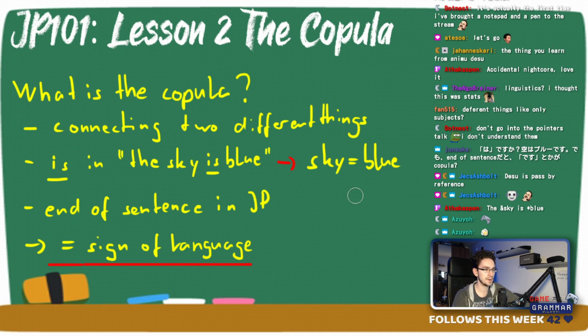Let me make the size of my eraser a bit bigger. Alright, so in this English sentence, "the sky is blue," "is" is filling the role of a copula. And it's almost like basically assigning this property to our subject. Our subject is the sky. The sky is the subject.